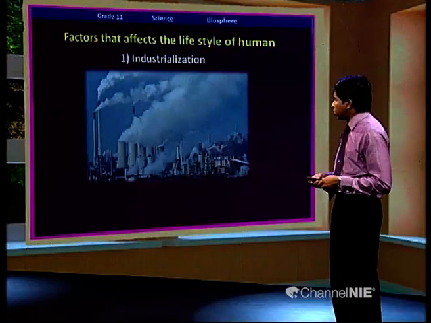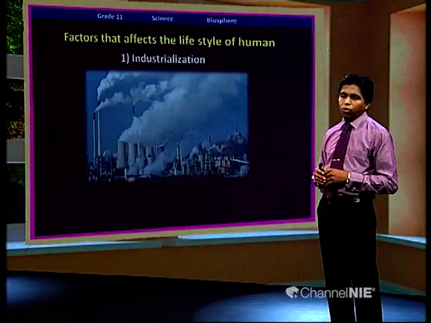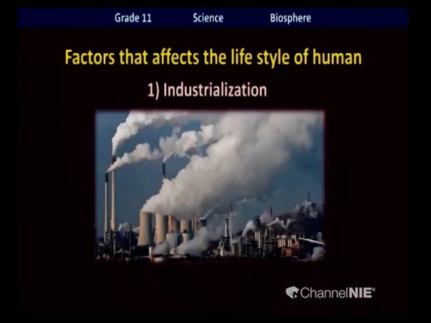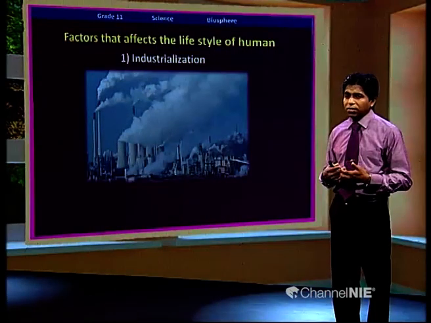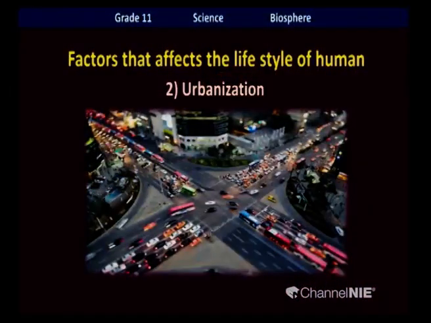Next, factors that affect the lifestyle of a human. Number 1, industrialization. Industrialization means that due to the technological revolution and industrial revolution, there are more industries to increase the supply of services and other goods demanded by humans. Next one, urbanization.